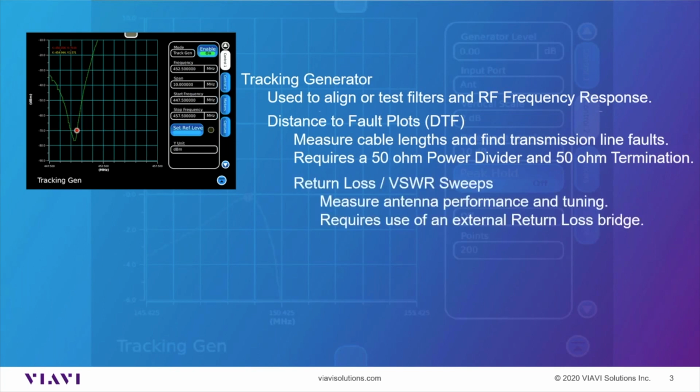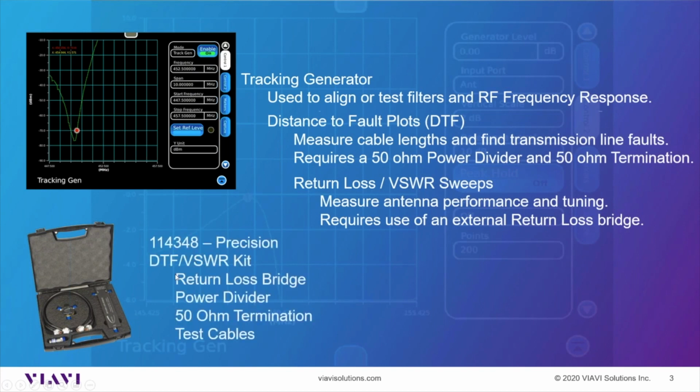You can also do return loss and VSWR sweeps, measuring antenna performance and tuning, and that requires an external return loss bridge. This is a picture of our kit over in the lower corner here. And you can see our RF power divider, our return loss bridge, and we have a couple of cables to connect those devices to our 8800 service monitor, and then we also have the 50 ohm load in that kit.